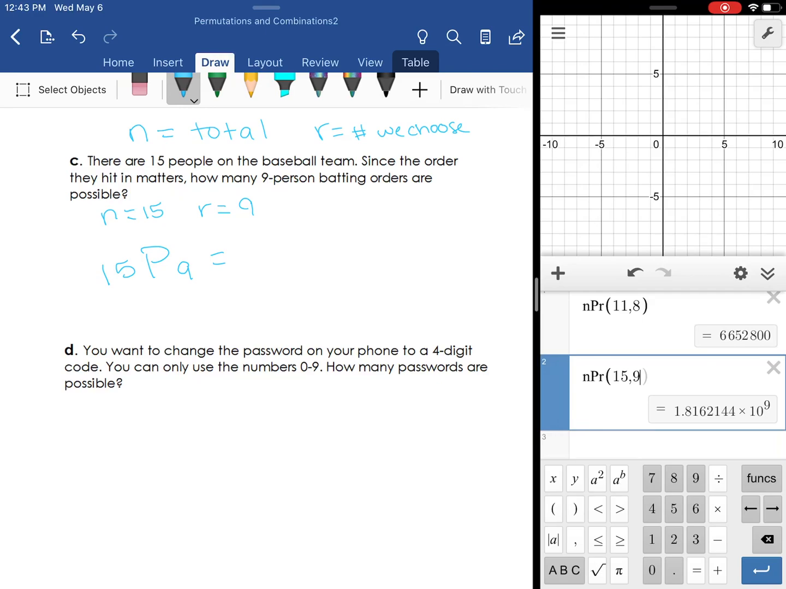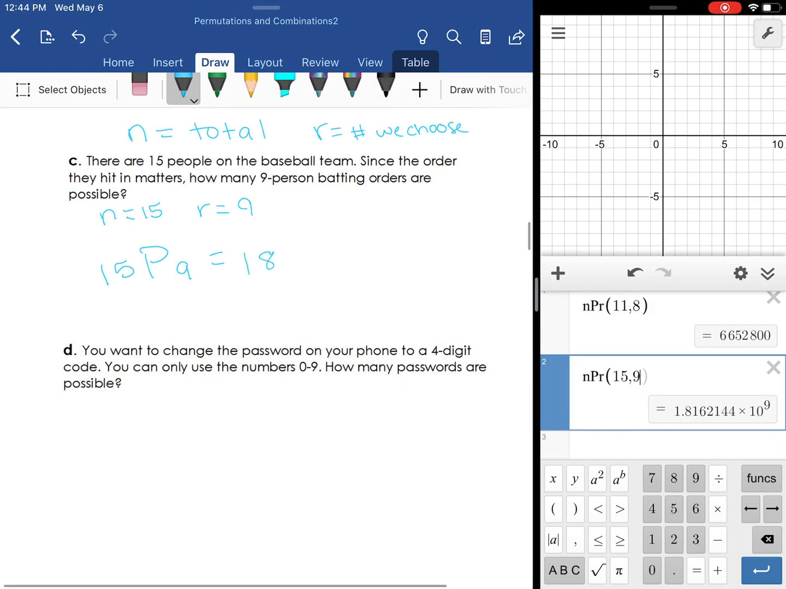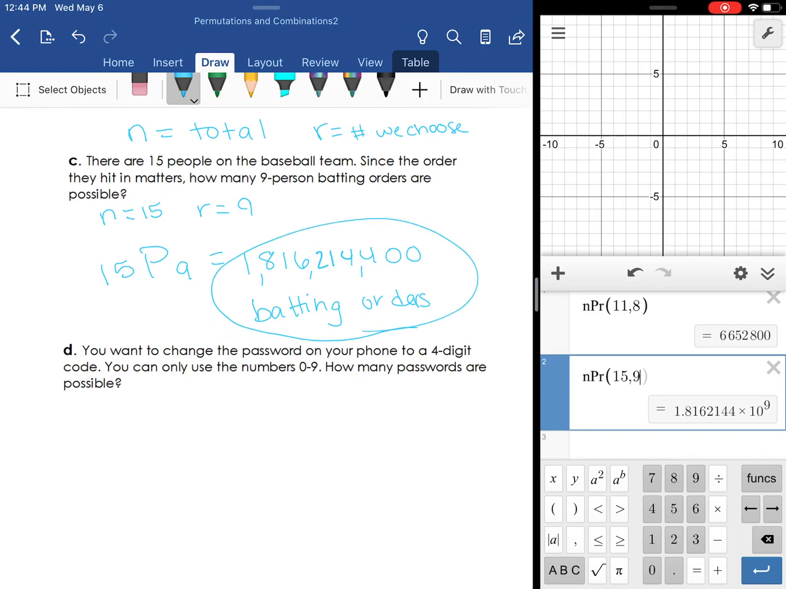That tells me, and this is in scientific notation, so what it means is that we're going to take the decimal 1.8162144 and multiply it by 10 to the 9th, which really just means we're going to move the decimal place over 9 spots. So here's 1, 2, 3, 4, 5, 6, 7, and then 2 zeros. All right, let's look at this. So this is 1,816,214,400 different batting orders. And that's if only 15 people are on your team. That's how many different batting orders there are.